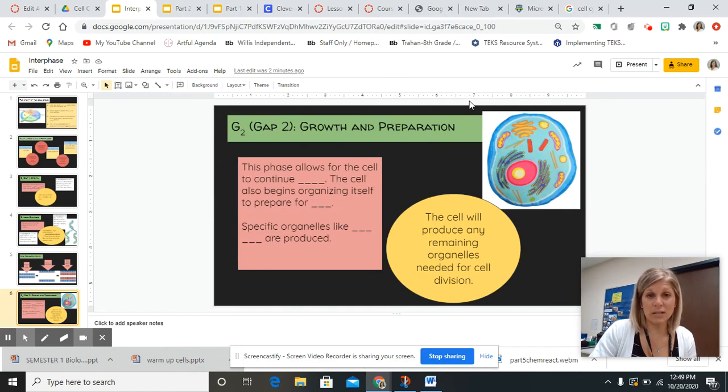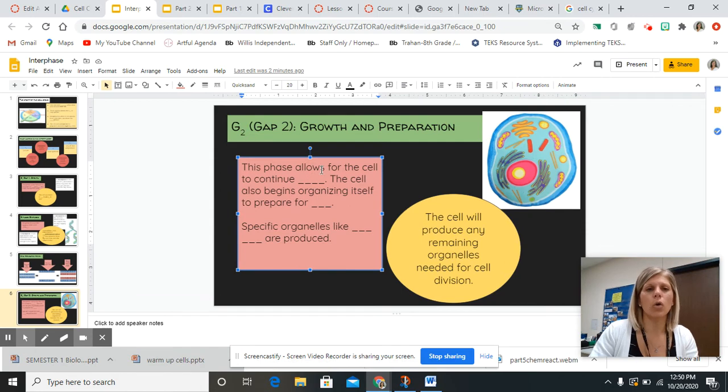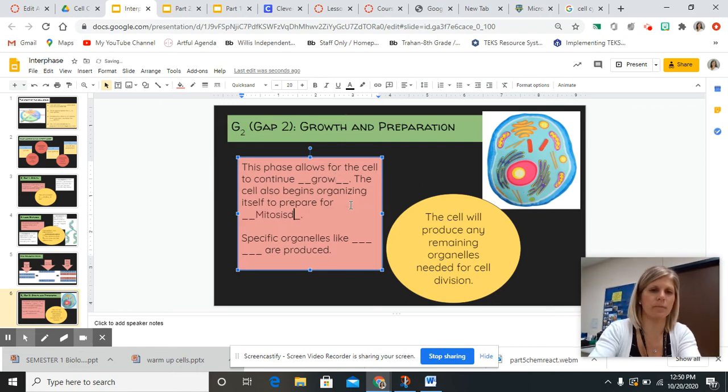So going back to this slide now, we're finally ready for mitosis. We're going to continue growing and preparing. We're going to make sure we put together all the other pieces of the puzzle that need to be in place for mitosis to take place. So the cell here will continue to grow. The cell also starts organizing itself to prepare for mitosis. And mitosis, of course, is the actual cell division that's going to take place.